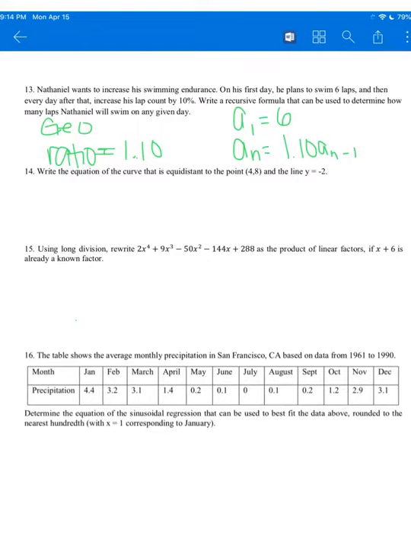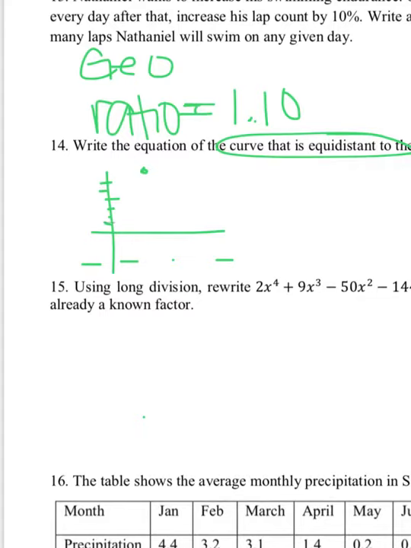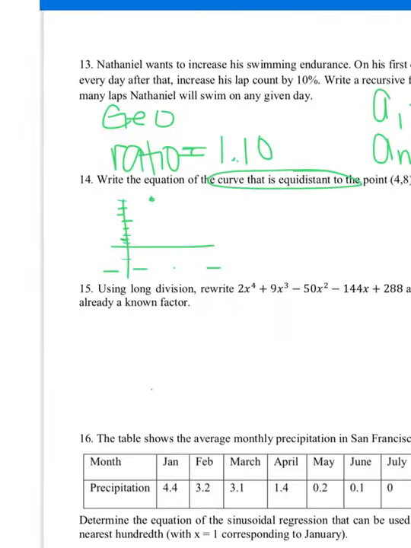Old stuff, number 14, the equation of a curve equidistant to a point and a line. That is a parabola. Okay, you draw a parabola out. 4, 8 is somewhere all the way up here. Y equals -2 is down here. I suggest that you draw all these slashes. So I have 1, 2, 3, 4, 5, 6, 7, perfect, 8. And then I have 1 and 2. So there are 10 spaces in the middle here.